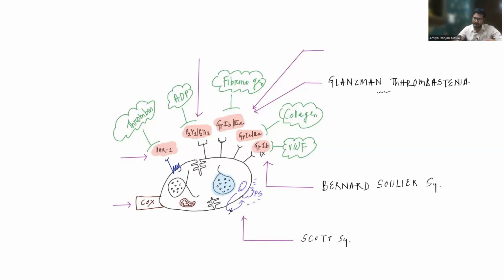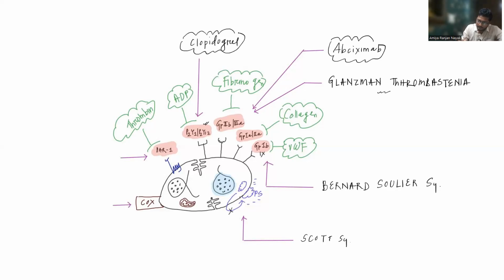We have certain GP2B3A blockers, for example abciximab. There are various other drugs also, I'm just giving one example. Similarly, we have blockers for the P2Y12 receptor, like clopidogrel and ticlopidine. All those things we will study in pharmacology. Similarly, there is a drug which can block PAR1, that is protease activated receptor 1. That drug is Vorapaxar. PAR1 is the thrombin receptor, and it can be blocked by Vorapaxar.